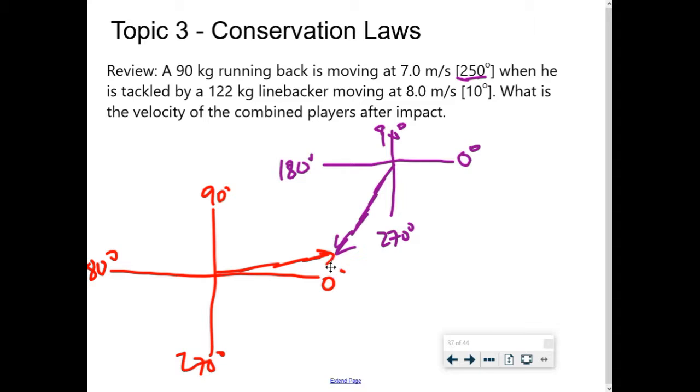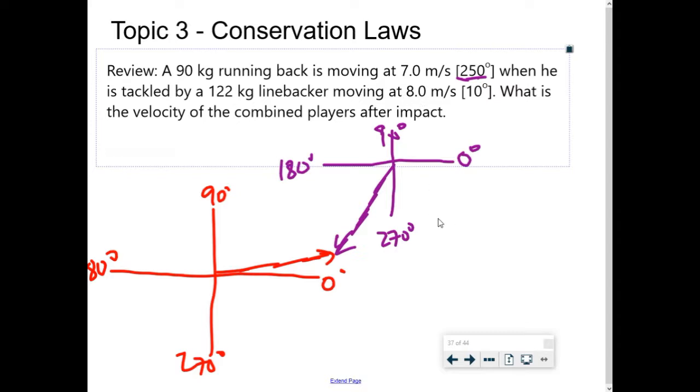And the question now asks, what's going to happen? Who's going to win this collision? Is the running back going to win the collision? Is the linebacker going to win the collision? Maybe more importantly, which way are they going to travel? Because I want to know the velocity of the combined impact. In general, who's coming with more momentum, the running back or the linebacker? Is it clear why it's the linebacker? The running back has a lower mass and a lower speed, right? The linebacker has a higher mass and a higher speed, but we also have to account for the angles.